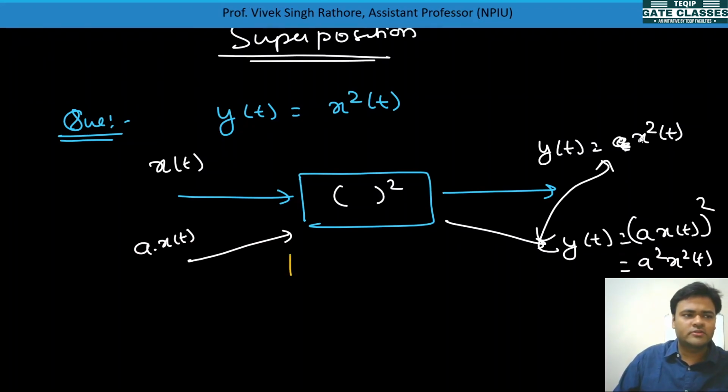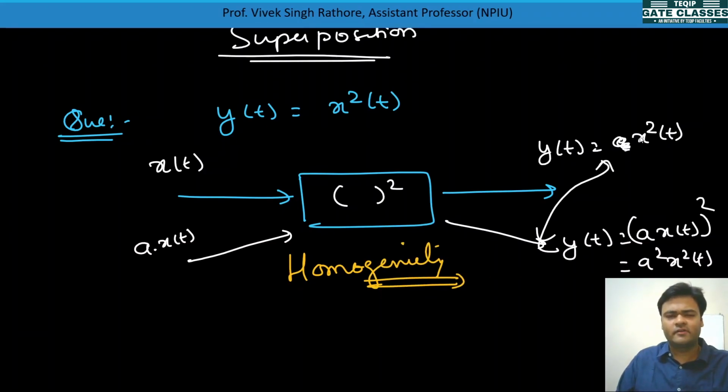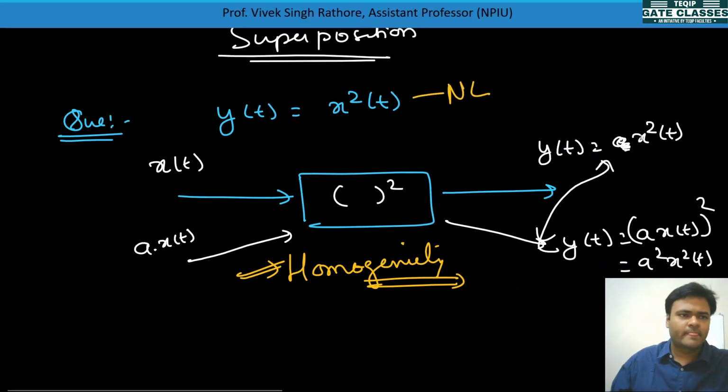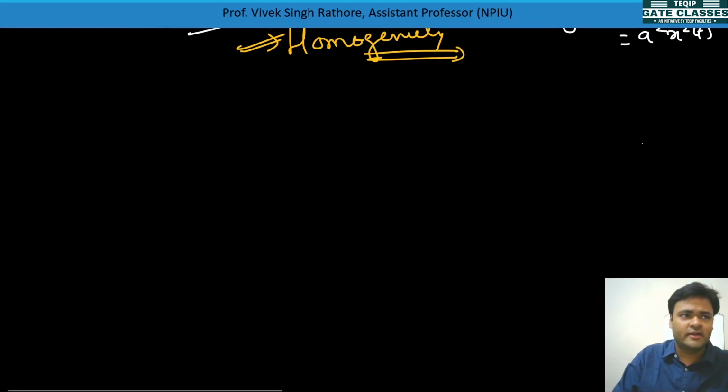So it is not satisfying our homogeneity principle. And if one condition is not satisfied, we do not need to check another principle, and this clearly tells us that this is a non-linear system. Okay, one more example we'll take, and we'll understand exactly what it is showing.